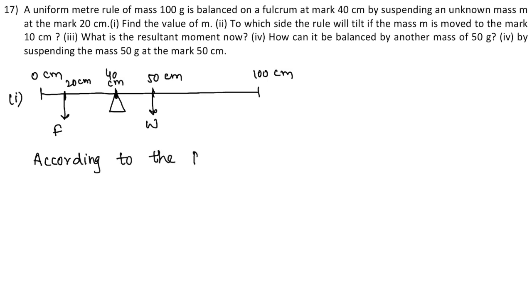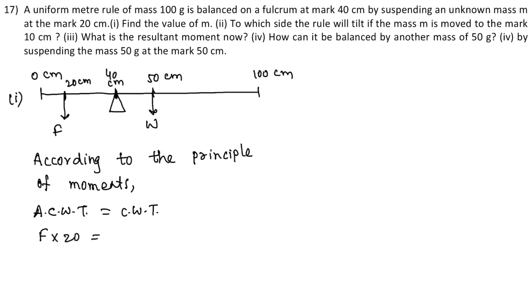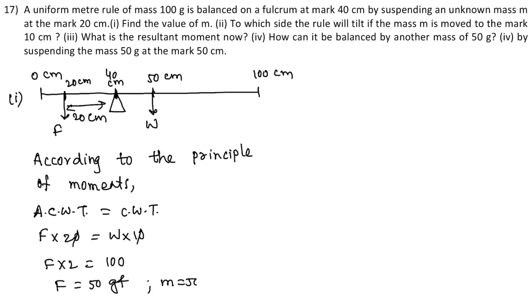According to the principle of moments, anti-clockwise torque is equal to clockwise torque. F into distance of this force from the fulcrum is 20 centimeter. Right, this distance is 20 centimeter. Is equal to clockwise torque is due to weight of the meter rule into distance is 10 centimeter. This weight of meter rule is given 100 gram force. So F is equal to 50 gram force, or we can say mass is 50 gram. So 50 gram mass is needed to balance this meter rule.